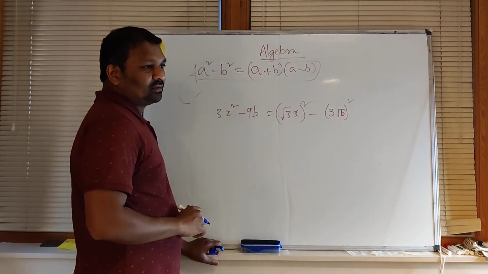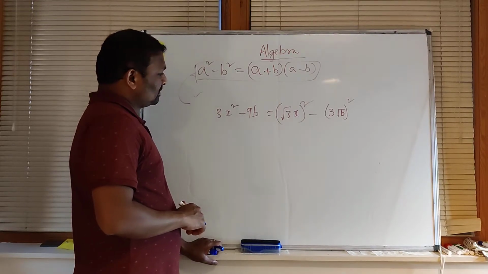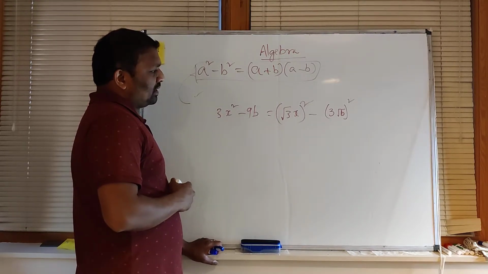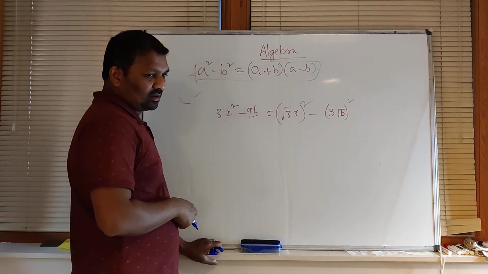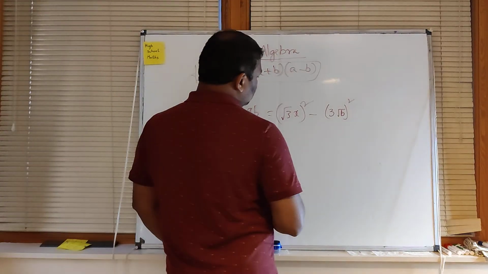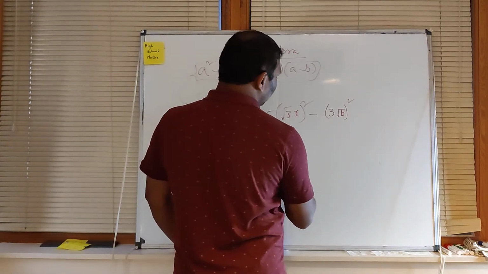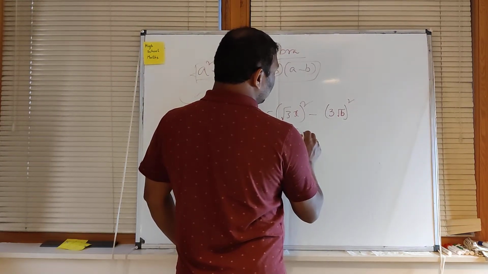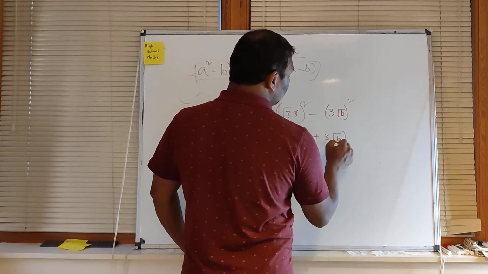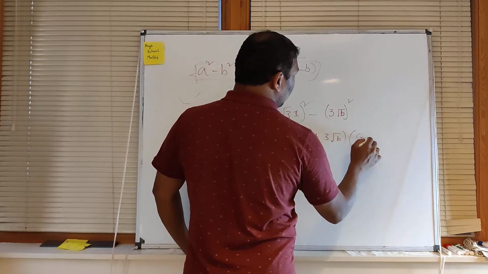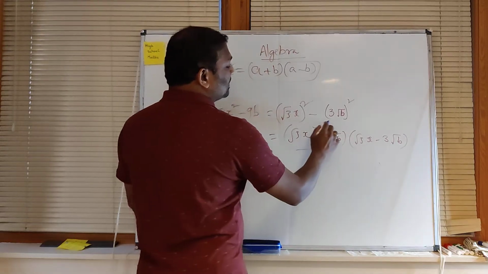But what if we find something common in the whole thing? If you put that x, 3 will be a common. Take that one. Let's find it out. Square root of 3x plus 3 root b into square root of 3x minus 3 root b. This is one factor and this is another factor.